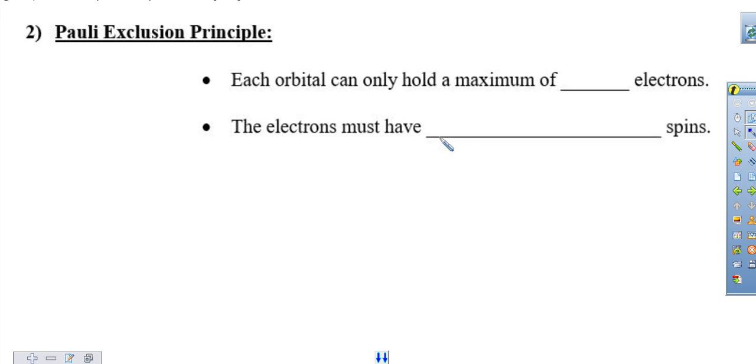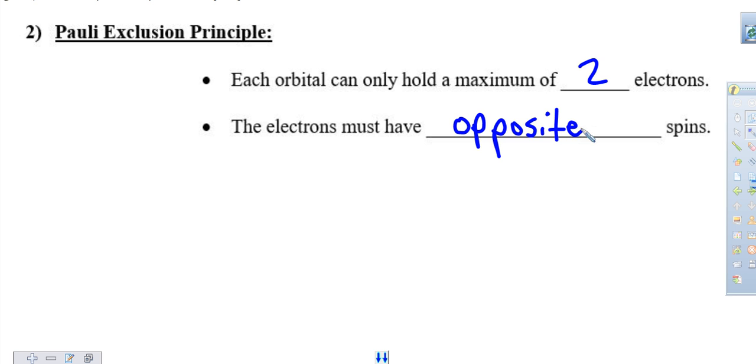Number 2, the Pauli exclusion principle. The second big rule that we need to follow is that each orbital can only hold a maximum of 2 electrons. So you can never have 3 arrows, 3 electrons in the same orbital. And the only way these 2 negative electrons can share the same space is they have to have opposite spins. We can't have two clockwise spinning electrons in the same space. They'll repel each other too much. And we can't have two counterclockwise spinning electrons in the same space. They'll repel each other too much.